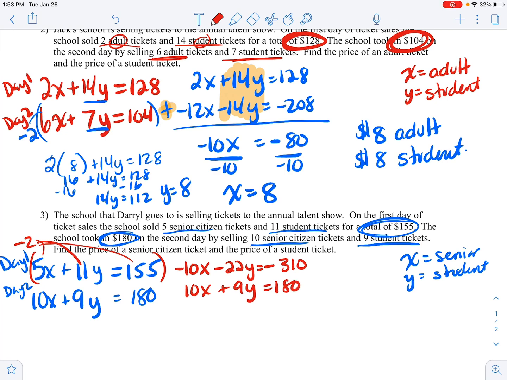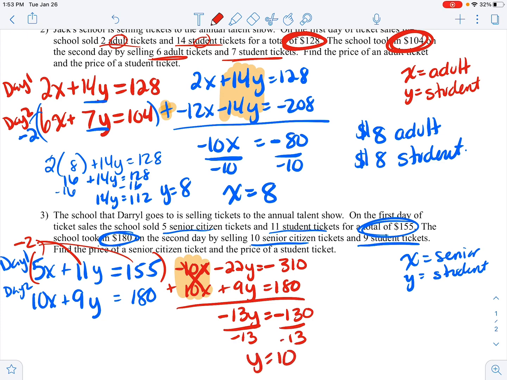And then we can double check. My x's have the same number, opposite sign, so I can add my equations together. -10 plus 10, those cancel. Okay. -22 plus 9 would be -13y. And then we have -310 plus 180, which gives you -130. Divide by -13, and y comes out to be 10.